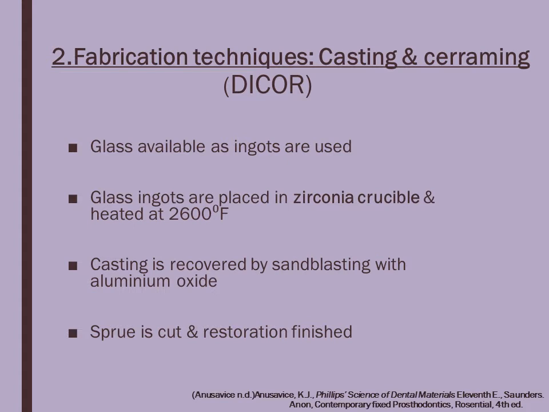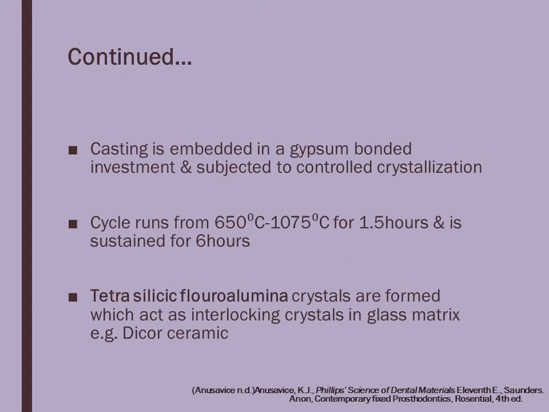So this process is similar to the casting technique we did of metals, but in this case, the crucible is made of zirconia and the temperature that we require is very high. Glass blocks or ingots are used. Casting is recovered in the same way. The glass ingots melt at high temperature, and the molten glass flows into the wax pattern, and we get the desired restoration. The casting is recovered by sandblasting, and the screw is cut, and the restoration is finished. So it's more or less similar to the casting of metals.